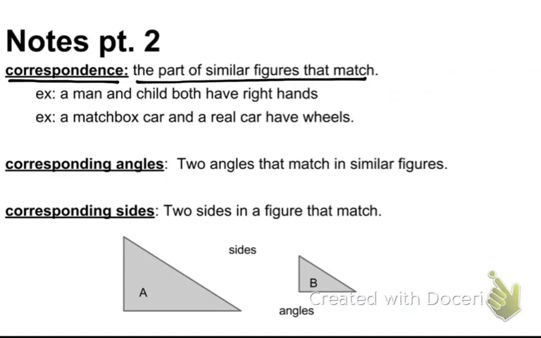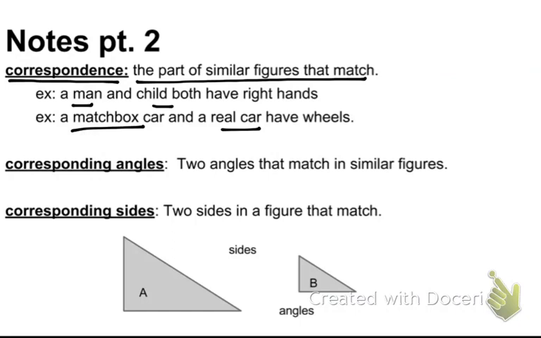For instance, if I have a man and a child, they both have right hands. They both have a head. They both have two eyes and a nose. They both have parts in roughly the same place. They're just a smaller or larger version of each other, depending on your point of view. Or if I have a Matchbox car and a real car, they both have wheels. Their wheels correspond to each other. Okay, they relate to each other. I could say there is the front passenger side wheel of the Matchbox car. Here is the front passenger wheel of the real car. I can point to one and know exactly where to look on the other.